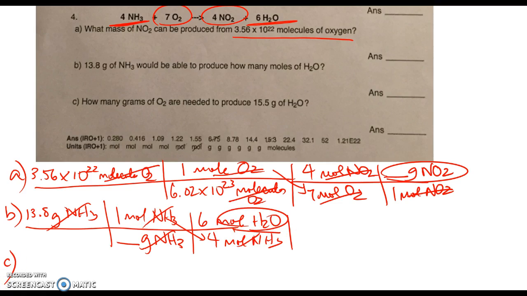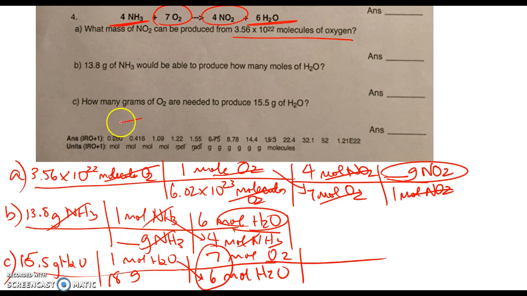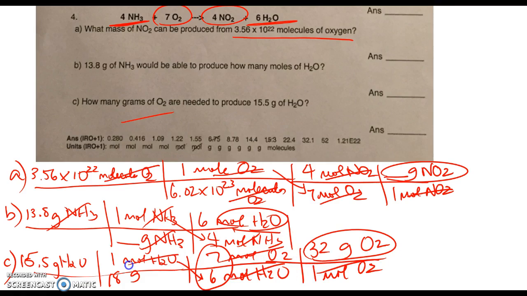C, now we're going from grams to grams. So we're starting with 15.5 grams of water. And I believe it's 18 grams in 1 mole of water. All right, now I have to go from moles of water to moles of O2. So moles of water down here, 6 moles of water, 7 moles of O2. Coefficients of the balanced equation. And we need to get to grams of O2, so 1 mole of O2 is 32 grams of O2. Moles of O2, moles of water, grams cancel.